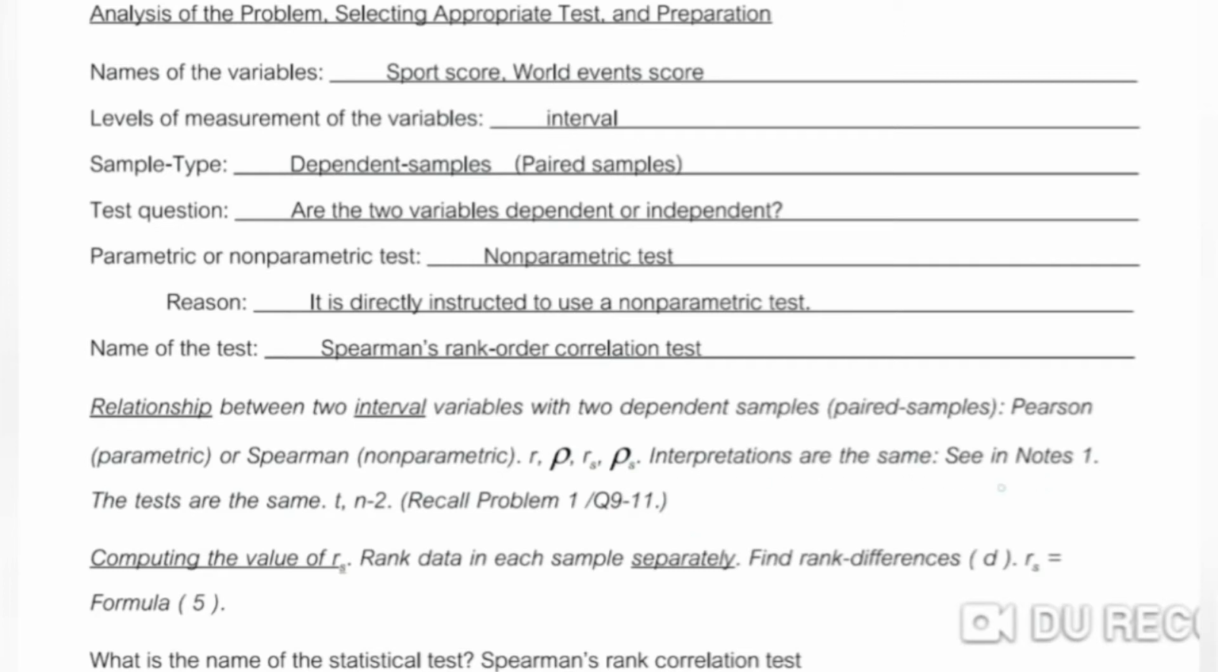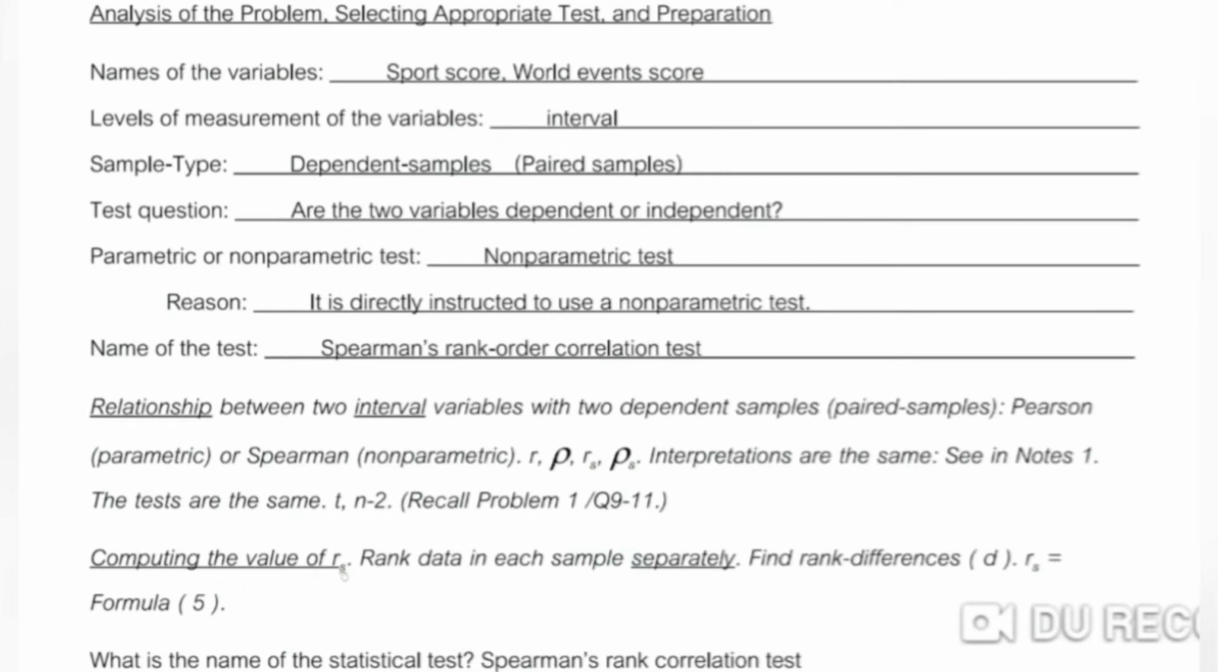See in notes 1, that means topic 1 notes. The tests are the same. So in summary, you test rho S against 0, and you use the t distribution, degrees of freedom n minus 2, n is the number of pairs of data. So you can recall problem 1 in topic 1 and questions 9 to 11: how to compute, how to interpret, how to test.